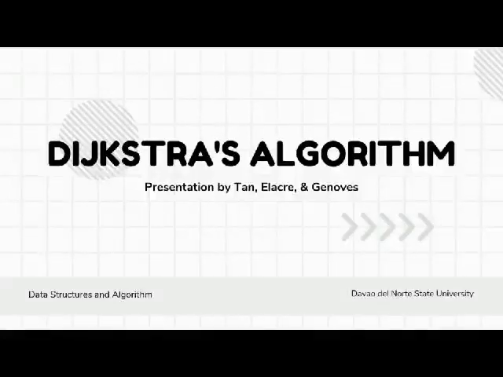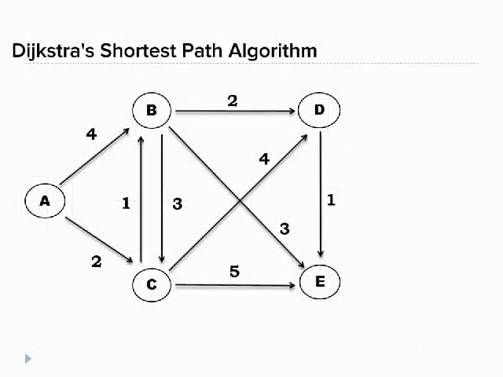Dijkstra's algorithm. Suppose you have a graph connected by weighted edges like this one. Then Dijkstra's algorithm allows you to calculate the shortest path from one node to every other node. This can be applied, for example, in digital mapping. So suppose those are cities and the roads are the edges. Then Dijkstra's algorithm will allow you to calculate the distance from one city to every other city.